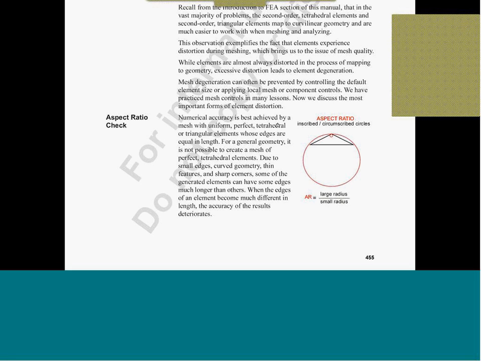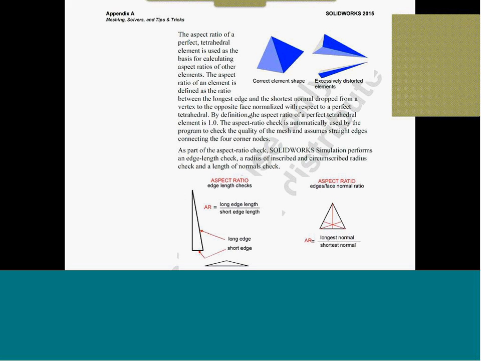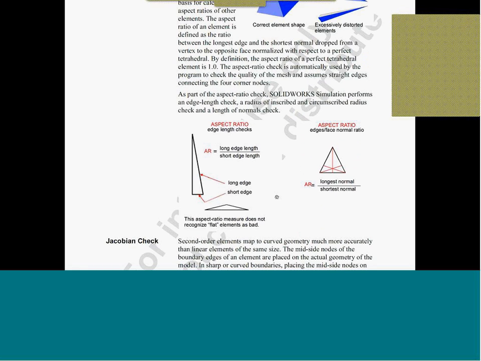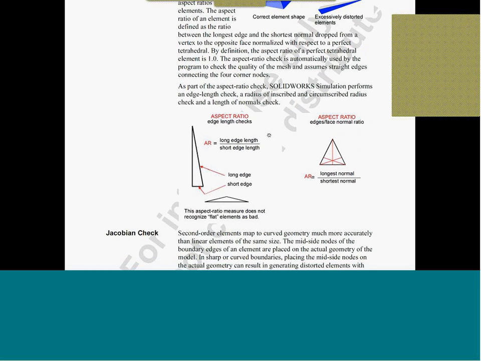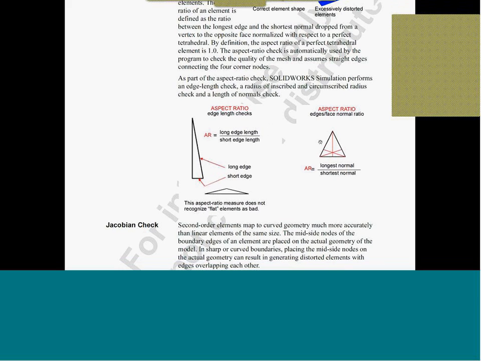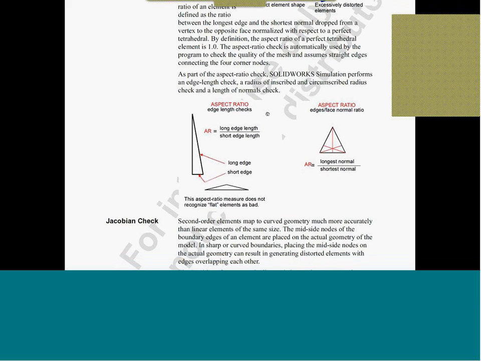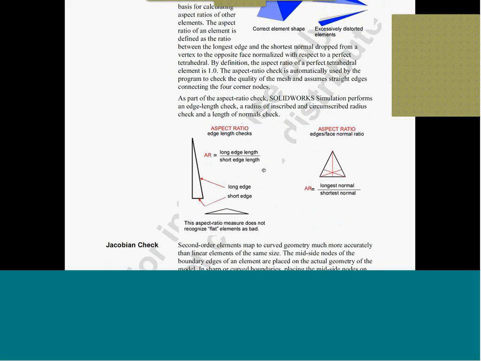And shape, excessive distortion. This is good. So these were a few images in terms of aspect ratio. Even this way it can be seen as longest normal to the shortest normal. I think the previous image was more for shell elements. This is for tetrahedron aspect ratio. But basically, you can directly see the results and do it.